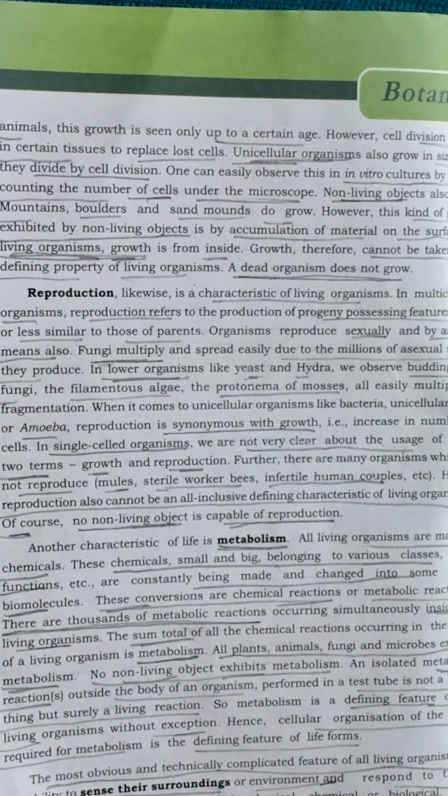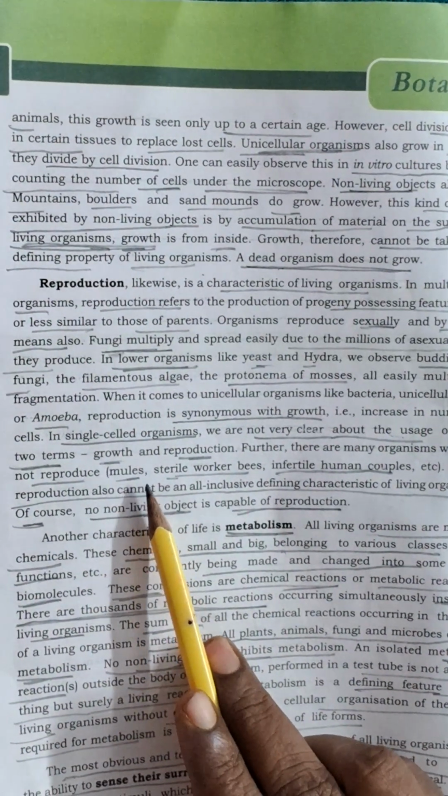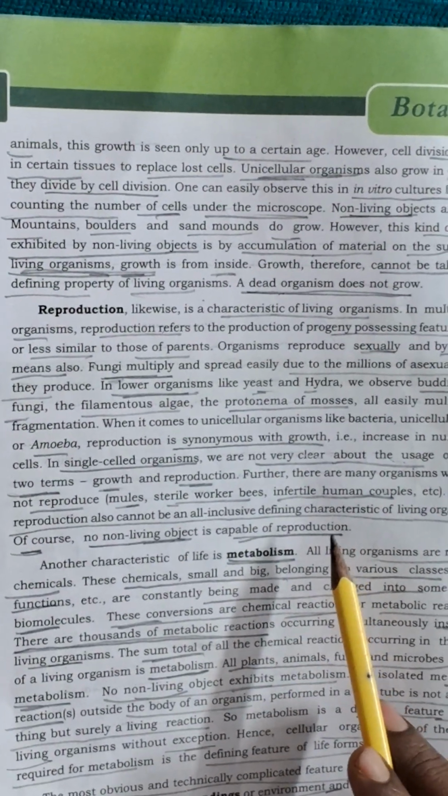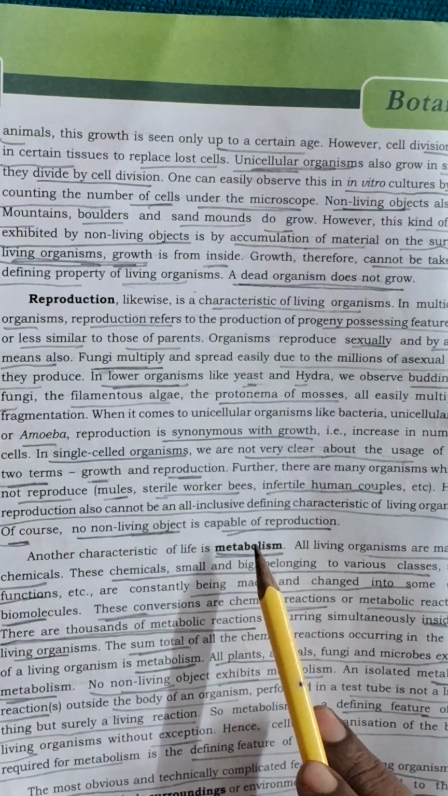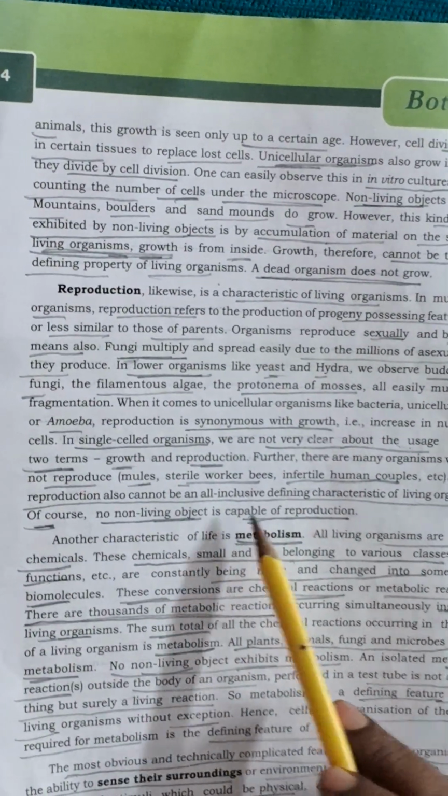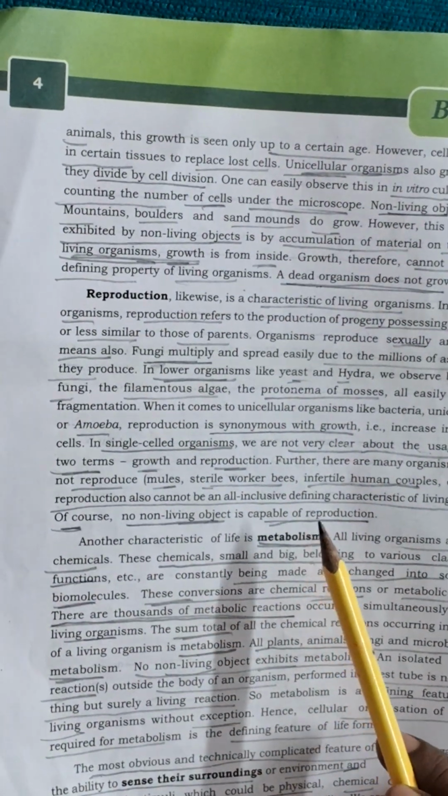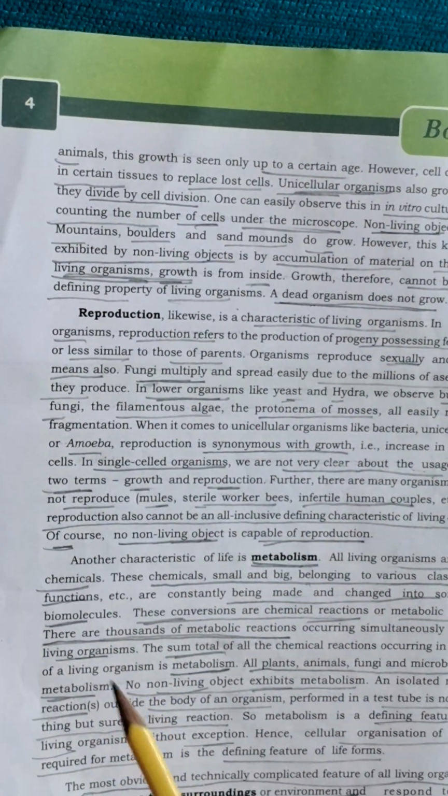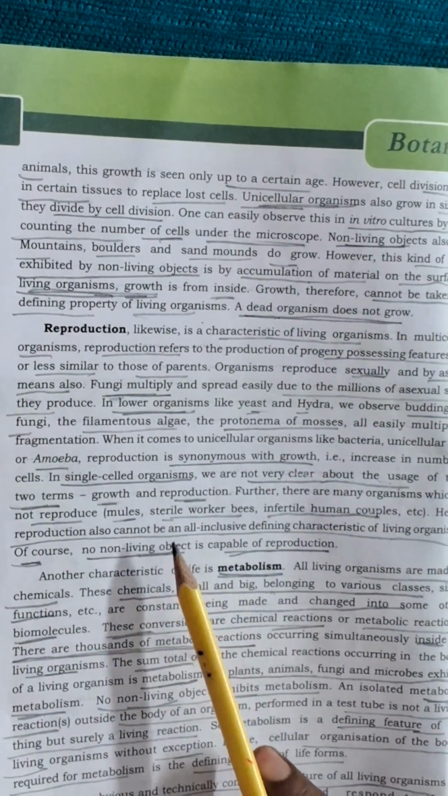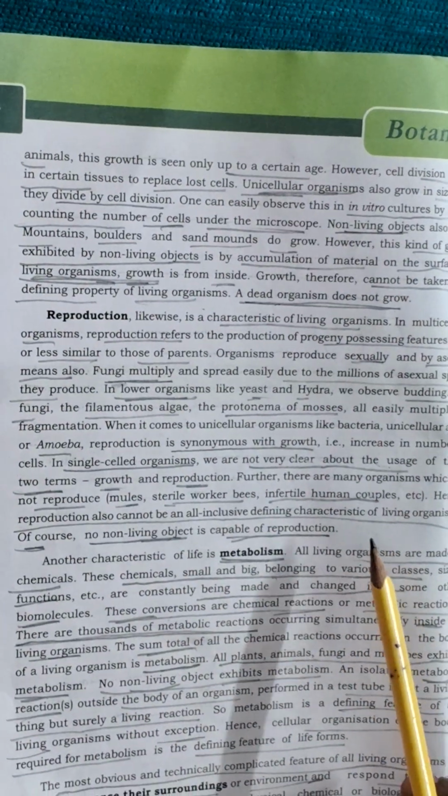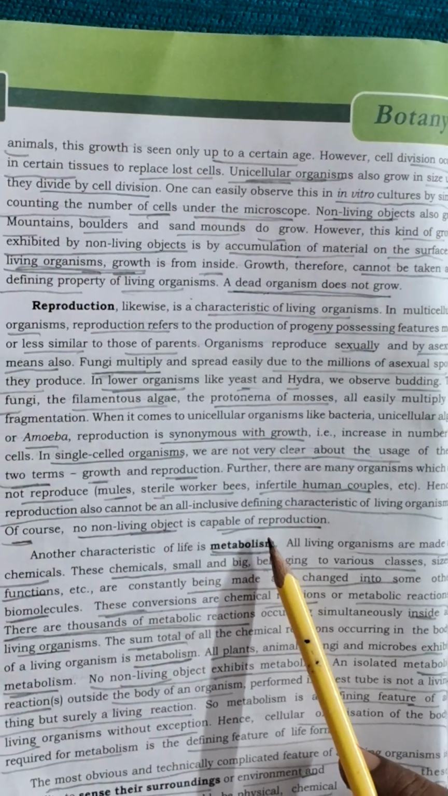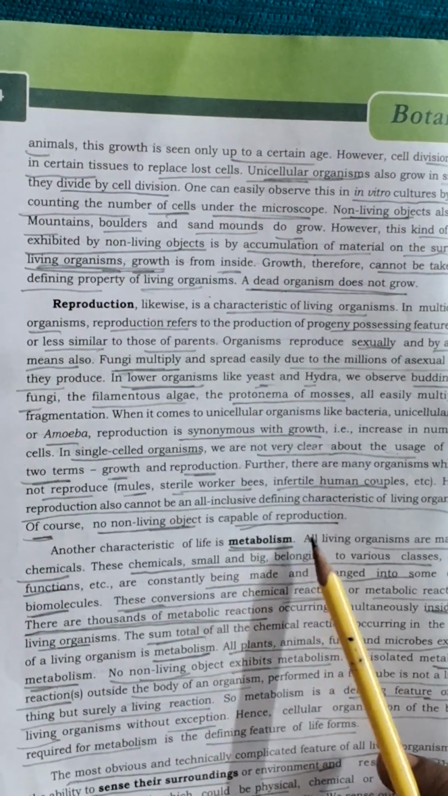Further, there are many organisms which do not reproduce: mules, sterile worker bees, infertile human couples. So are they not living things? They are also living things, but they cannot reproduce. So reproduction will not come under the characteristics that must be borne by a living organism. Consider these, like mules, infertile human couples and sterile worker bees: are they non-living things? No, they are also living things, but they do not have the capability of reproduction.